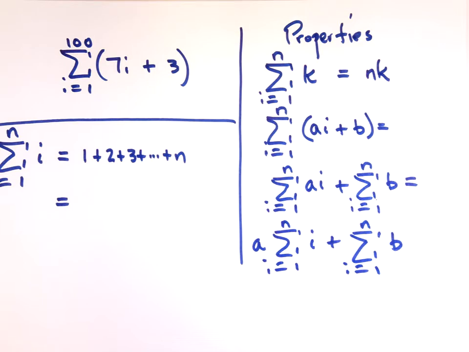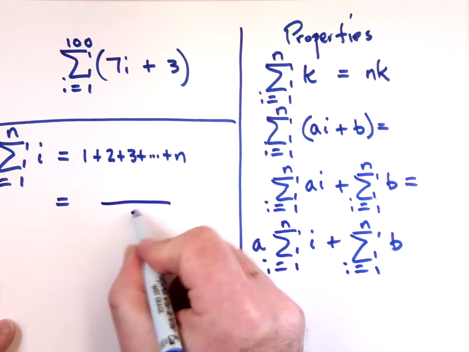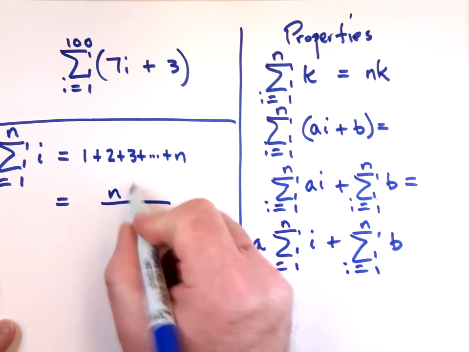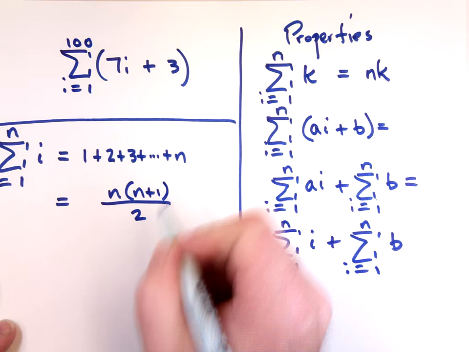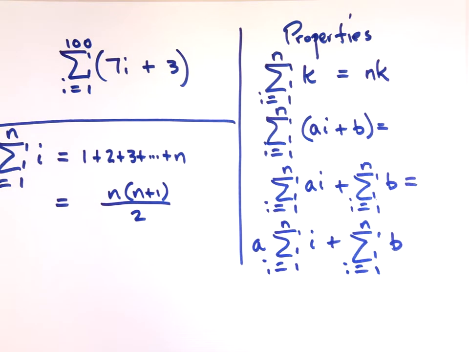What's the formula for that? That's the formula you were going for before. It's over 2, as I said before. It's n times (n plus 1) over 2. That's exactly what it is. Okay? That's the formula for the sum of the first n integers. It's n times (n plus 1) divided by 2.